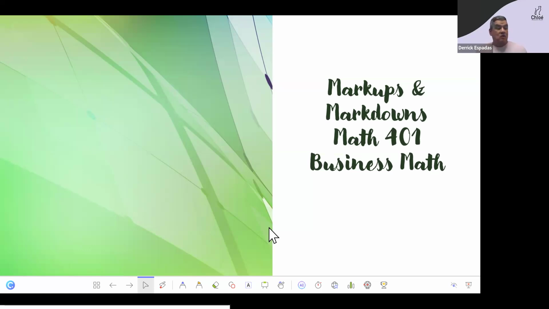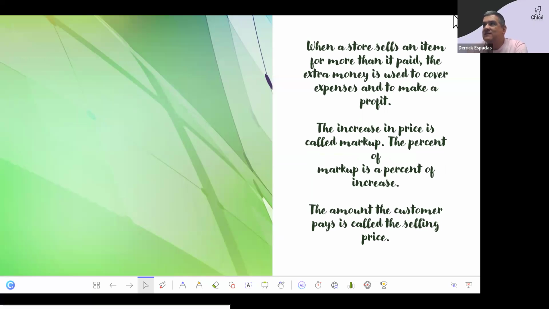Markdowns you're probably a little more familiar with. You're probably looking for them all the time. 50% off, 20% off. So that's what we're going to be covering today, both of those and the math behind them. When a store sells an item for more money than it paid, the extra money goes to expenses and profits. And there's different ways to calculate this based on what you're actually trying to achieve and how granular you want to get to make a certain amount.